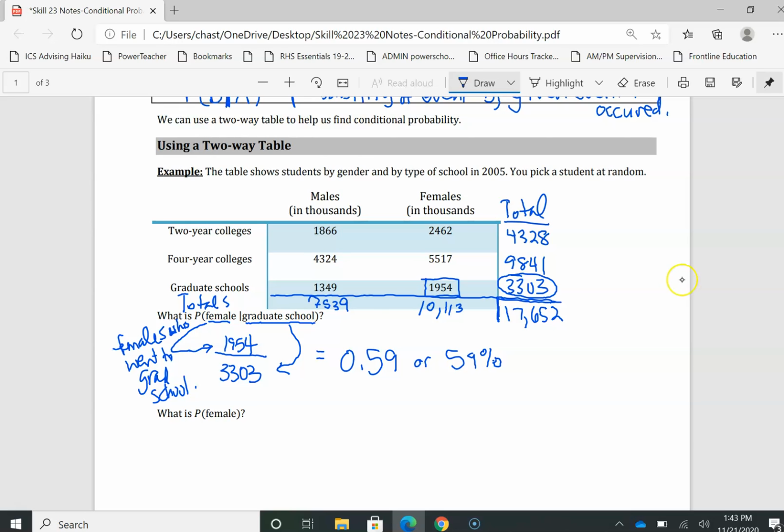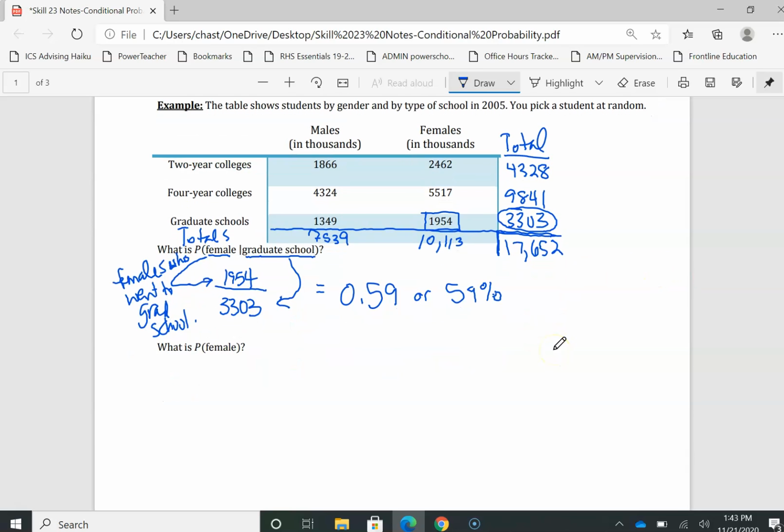Now, the probability of just a female, that means we have no conditions whatsoever. So we take our number of females, which is we add up this whole column, 10,113, and we divide that by 17,652. And when we divide that out, it's about 0.57 or 57%. Okay?